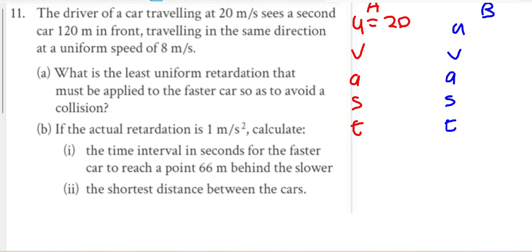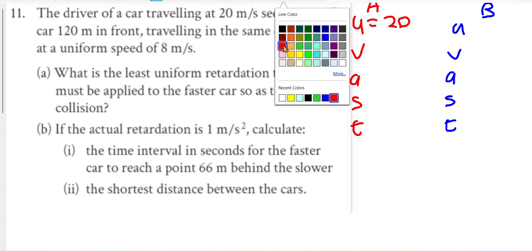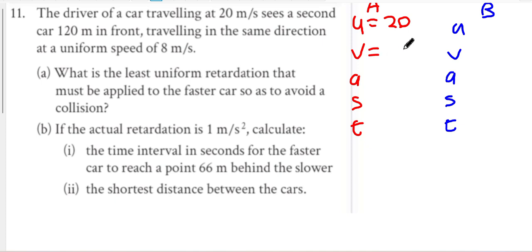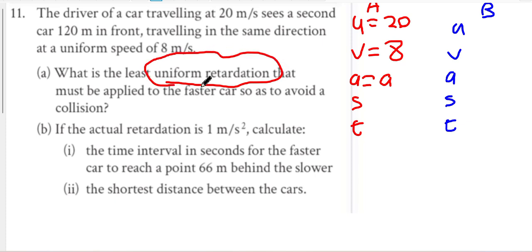Their time frame's the same, isn't it? Because it has to slow down to the same speed as the car in front. So everybody happy with 20 to A? Okay. We don't know the A value because that is the goal of the question. The goal of the question is to find the A value. The S value now, this is it, okay?